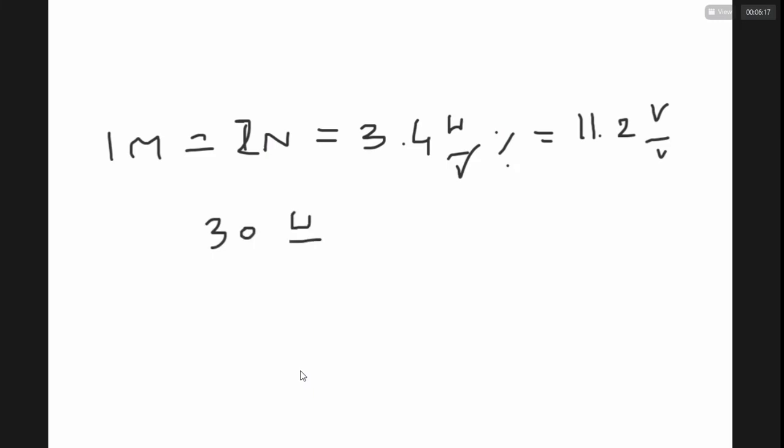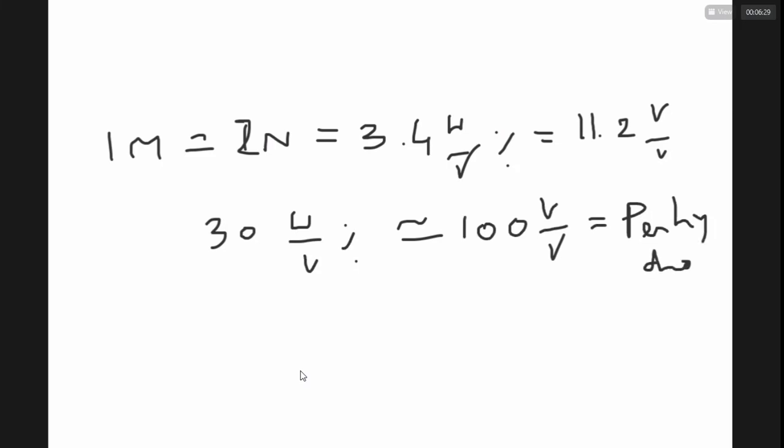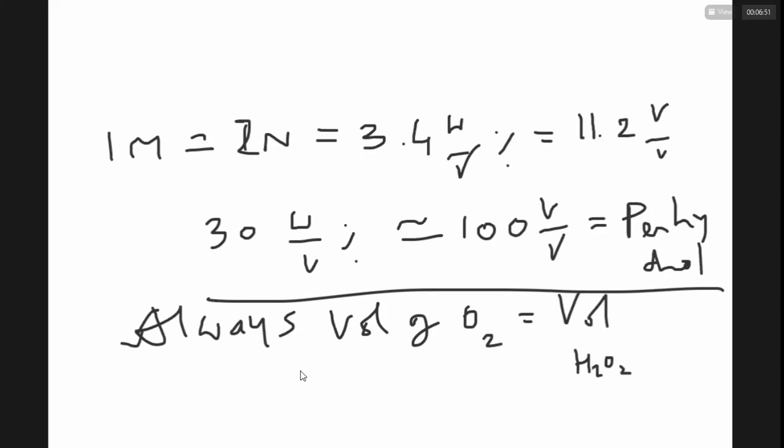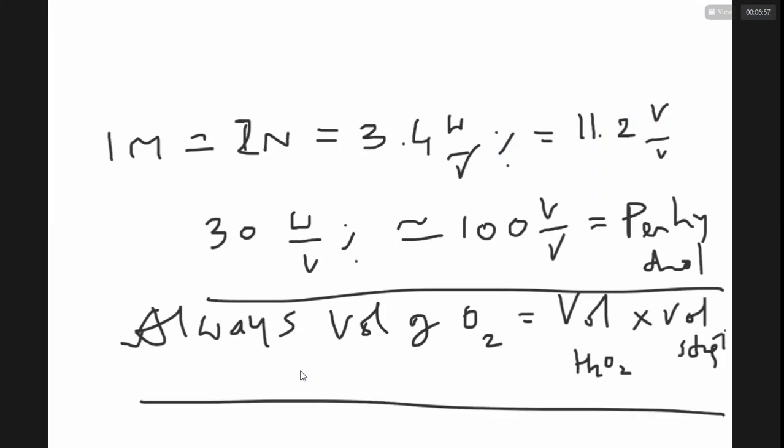I should also remember 30 W by V percent H2O2 is nearly equal to 100 V by V H2O2, which is called perhydrol. It is a commercial H2O2. Also, I should remember always: volume of oxygen released from H2O2 is equal to volume of H2O2 taken into volume strength. I should remember this formula.